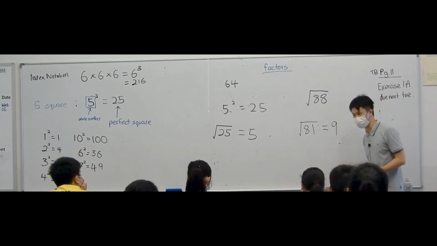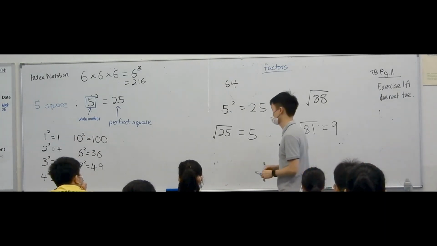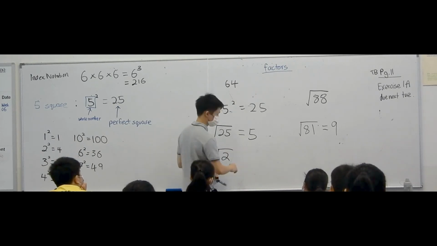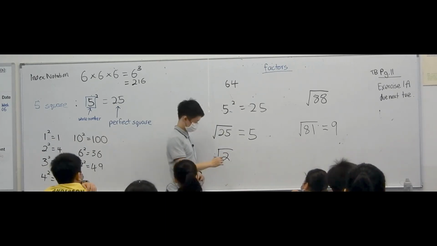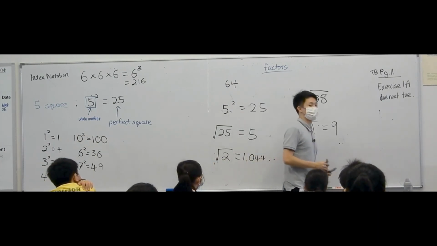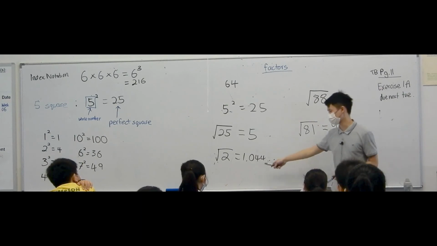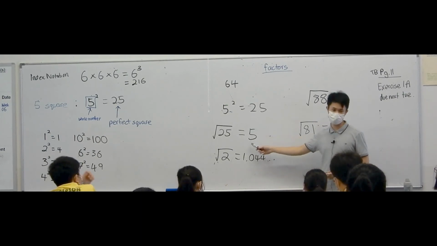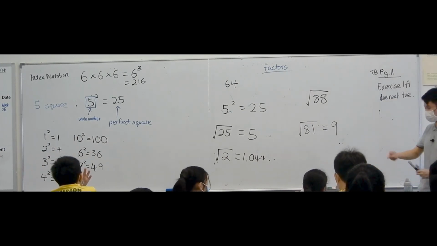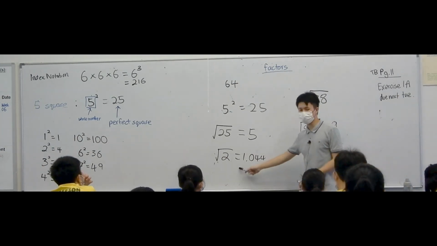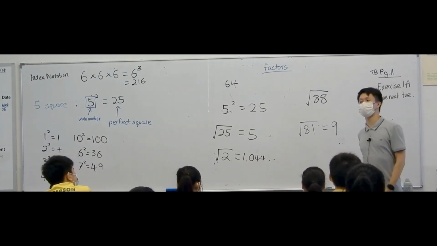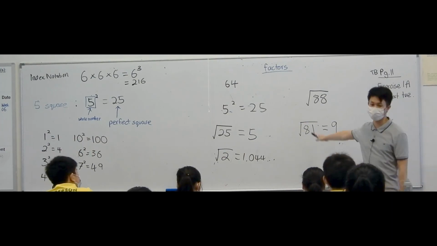What else? Try square root of 2. I get 1.44478. You realize that these are not perfect squares. Perfect squares, when you square root them, will give you a whole number. Square root of 3, you try. Now square root of 2 is going to be a special number in mathematics. It actually has something to do with triangles.